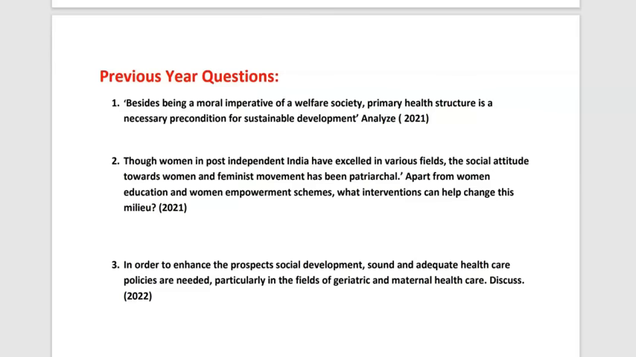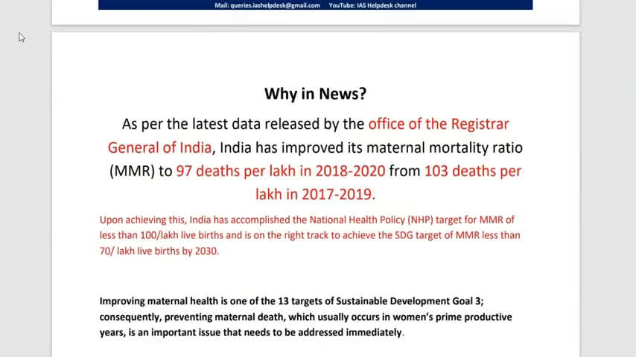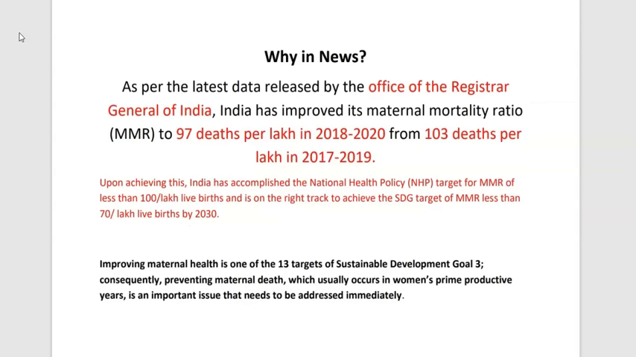Now let's move on to why this was in the news recently. As per the latest data released by the Office of the Registrar General of India, India has improved its maternal mortality ratio. How has it improved? It has reduced the number of deaths to 97 per lakh in 2018 to 20 from 103 deaths per lakh in 2017 to 19.